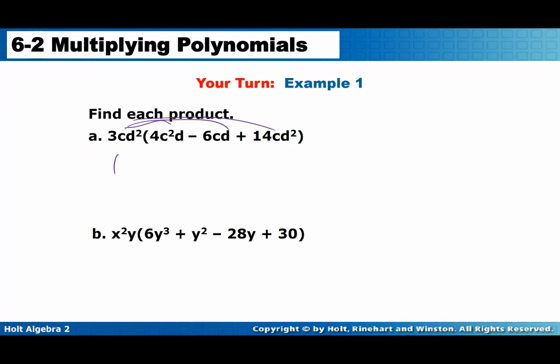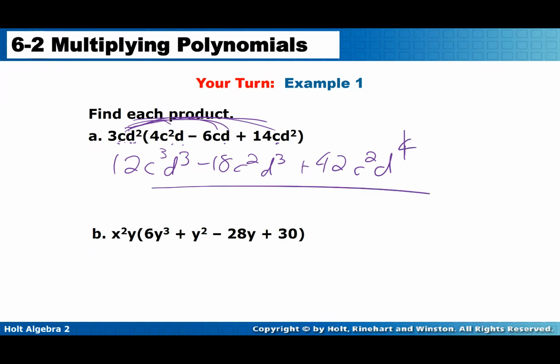So 3 and 4 is going to make 12. C and c to the second is going to make that c to the third. And d to the second d is going to make that d to the third. And then the next term, 3 and -6 makes -18. C and c makes c to the second. D to the second d makes d to the third. And the last one, 3 times 14 is 42. And then c and c makes c to the second. D to second, d to second makes d to the fourth.